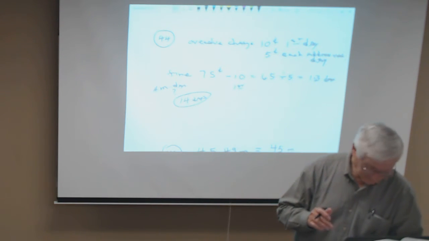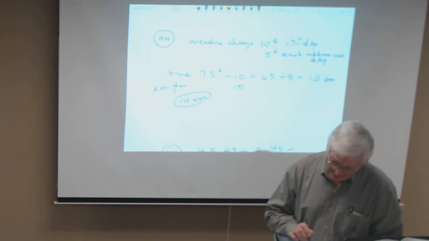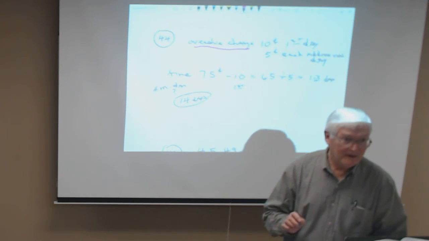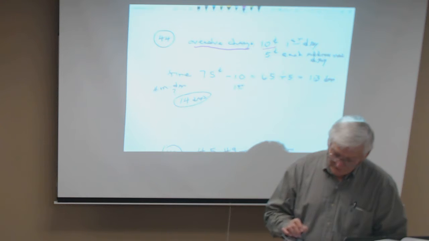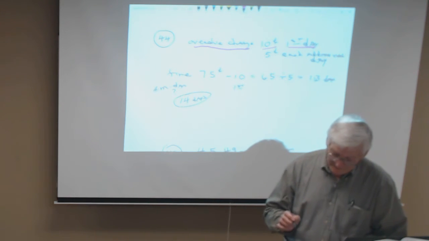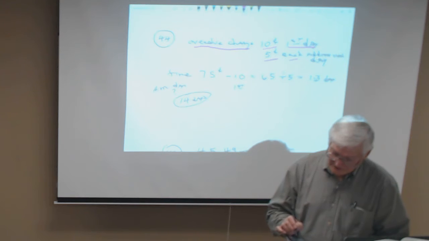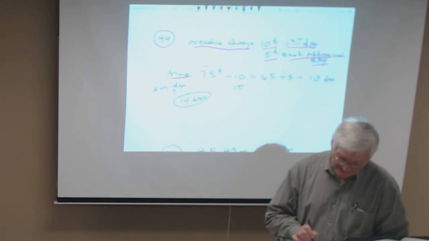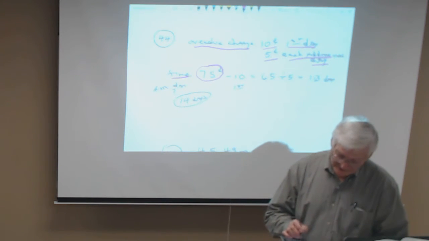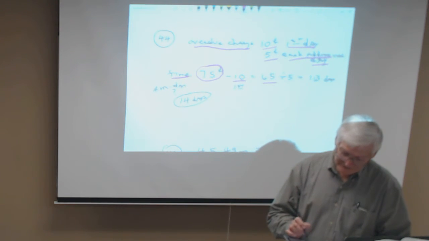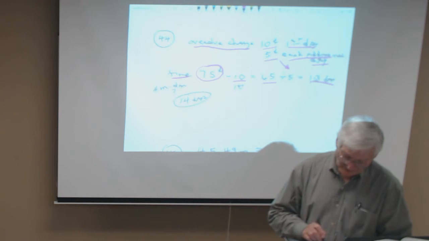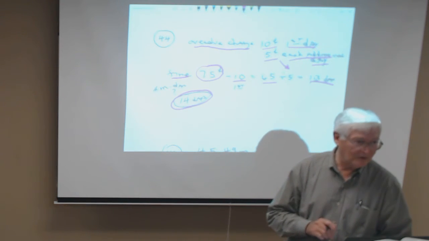Number 44. Yeah, we all check books out of the library, and the overdue charge is 10 cents for the first day and 5 cents each additional day. So this guy paid a fine of 75 cents. Well, 10 cents for the first day, so that means he's left with 65 cents. And if it's 5 cents each day, then I divide 65 by 5 and I get 13 days. Plus the first day would make a total of 14 days that the book was overdue.